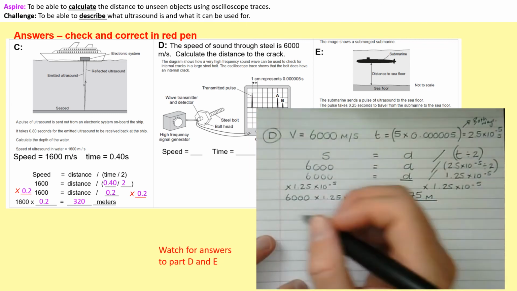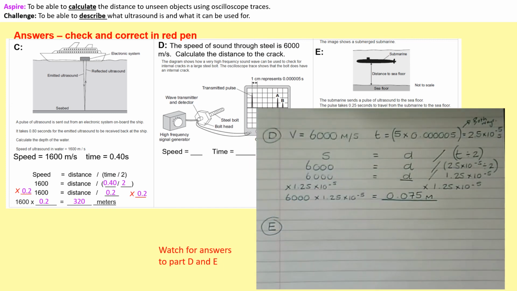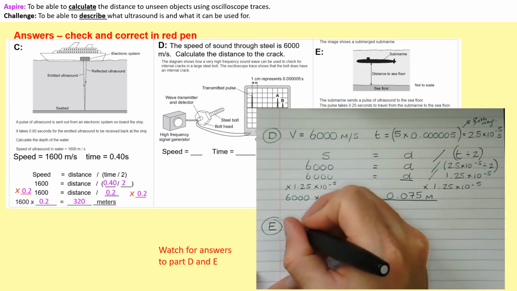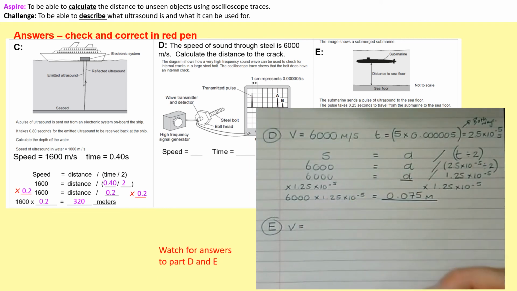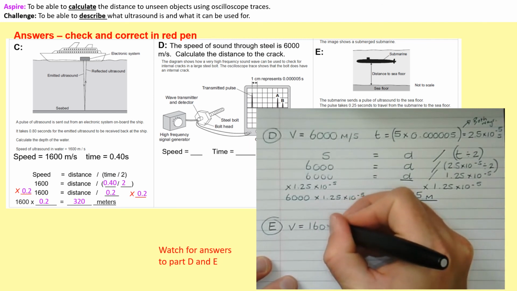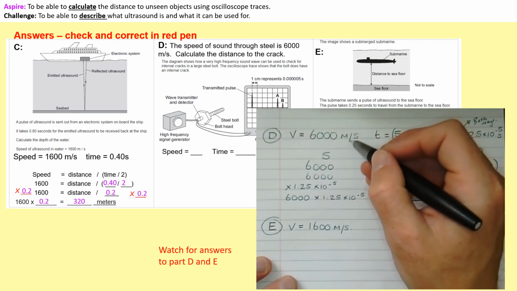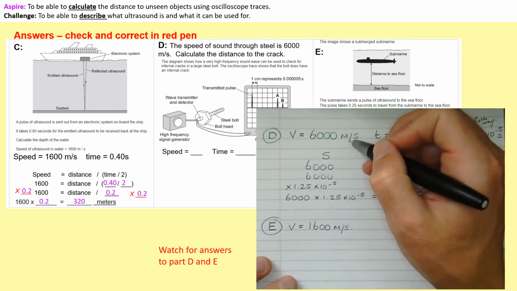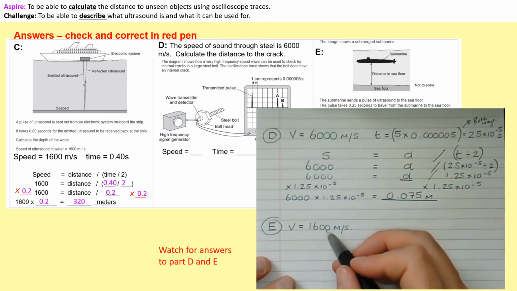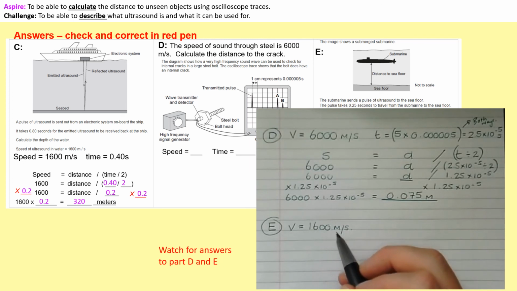Okay, part E. So in part E, I was trying to catch you out a little bit. Let's work our way through. So first off, we know the velocity. So the velocity of the sound through the water is 1600 meters per second. If you notice, that is lower than it was through the steel. That's because sound travels faster in more dense materials. So it travels a lot faster through the steel because the particles are a lot closer together than it does through the water, and it travels even slower through air, 320 meters per second through air.